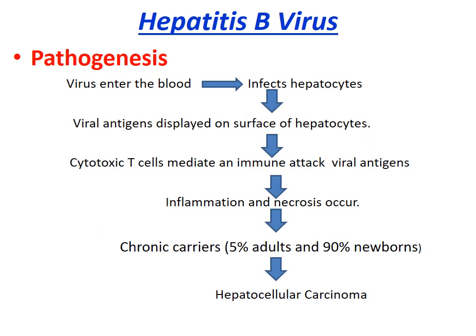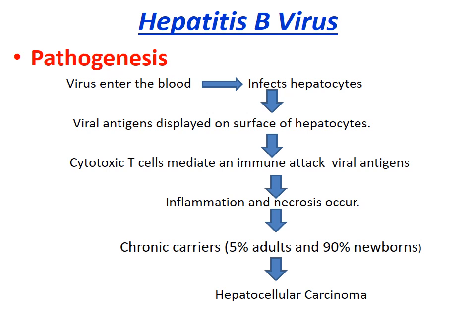Pathogenesis of the hepatitis B virus. The virus enters the blood and infects the hepatocyte, then viral antigen is displayed on the surface of the hepatocyte. In response to it, cytotoxic T cells mediate an immune attack against the viral antigen, which results in inflammation and necrosis of the hepatocyte.